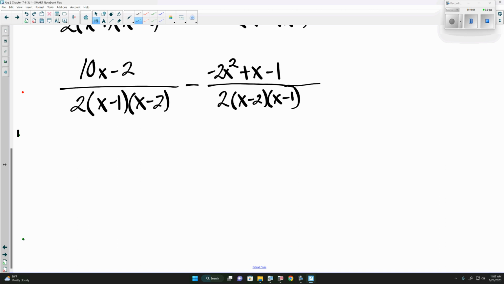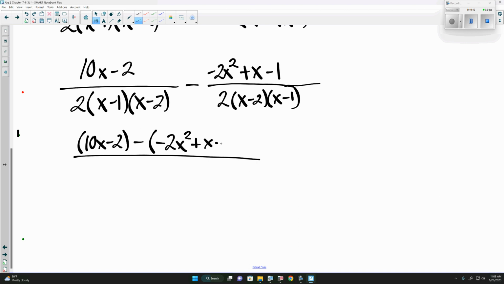Now, we can put these into one fraction. We'll have 10x minus 2 minus our negative 2x squared plus x minus 1. And this is all going to be over 2 times x minus 1 times x minus 2.